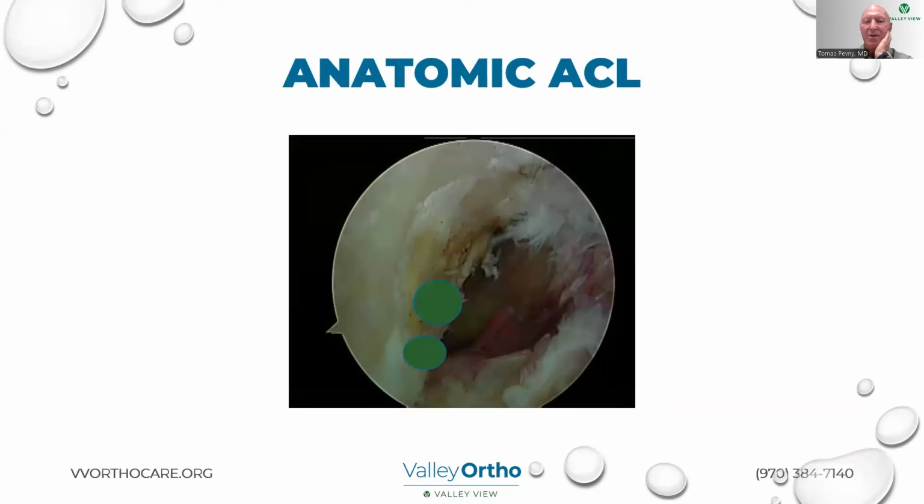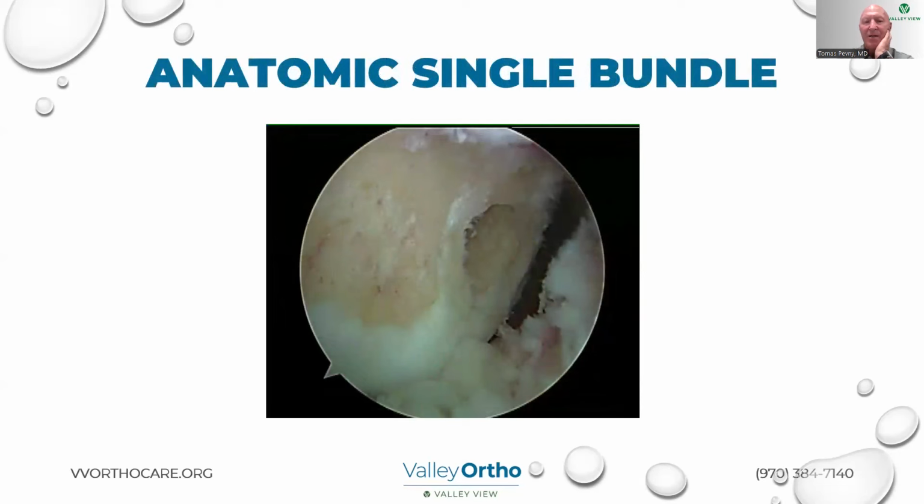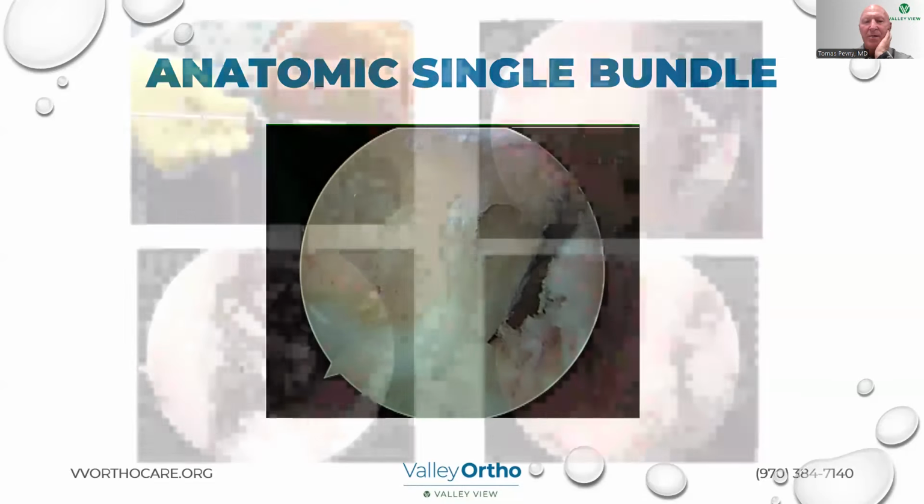And these are just some pictures of once the ACL is torn, we go in arthroscopically. The ACL has two bundles. And so this is looking in that notch in the very back where the ACL attaches, which normally attaches right here. And these little circles just represent the two bundles of the ACL. And we try to recreate normal anatomy. So we drill this hole in the femur to incorporate both of those anteromedial and posterolateral bundles.